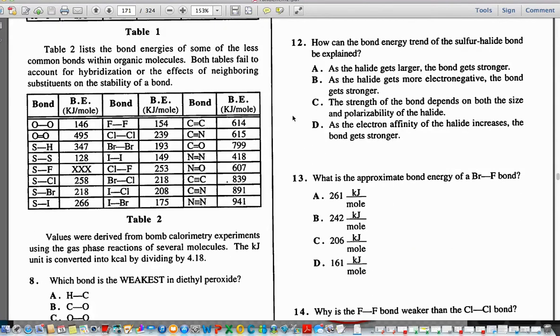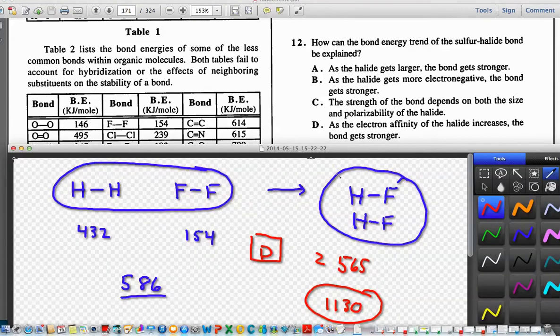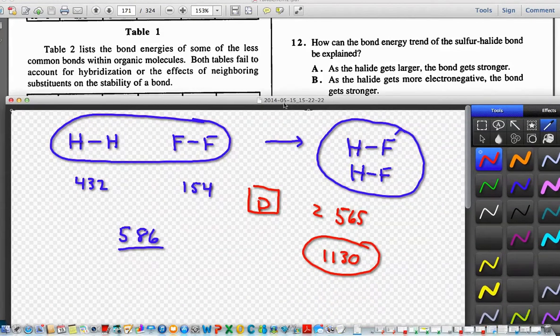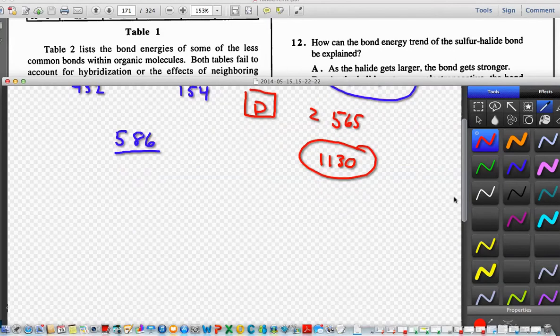These are good, basic bond enthalpy questions that I could see being on your test. Probably not as many easy ones as this one has, but these are all decent MCAT questions. How can the bond energy trend of the sulfur halide bond be explained? So the first thing you have to do is to identify the trend of the sulfur halide bond.